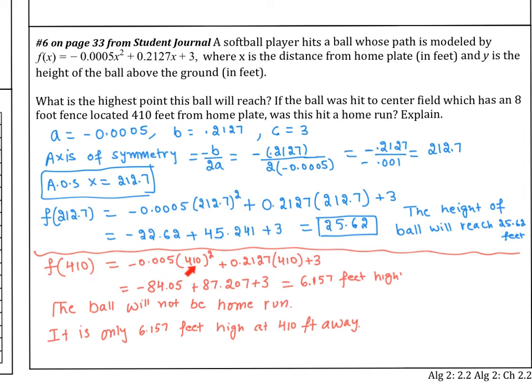So you use 410 for the x value, and when you solve, square this first and multiply that, you get 6.157 feet high. And you can see that this is less than 8 feet, so it means it will not be a home run. It's only 6.157 feet high at 410 feet away.